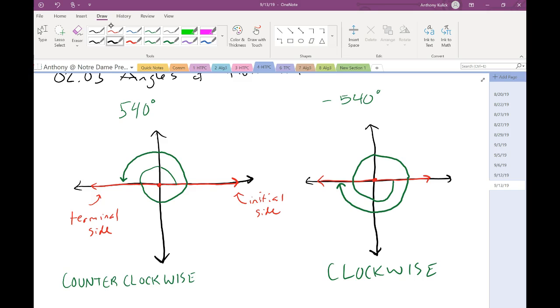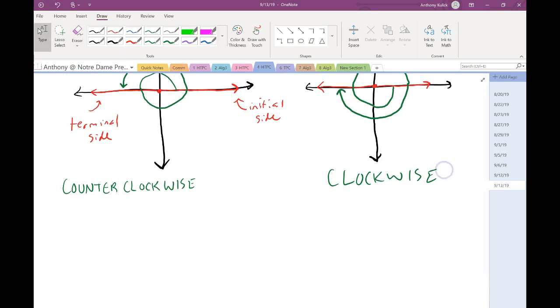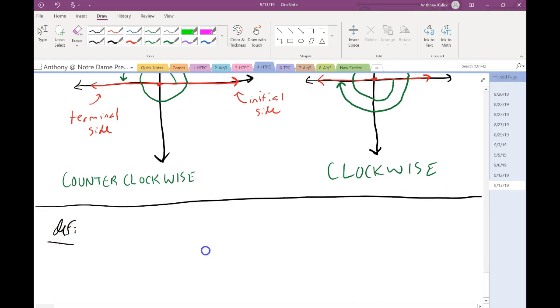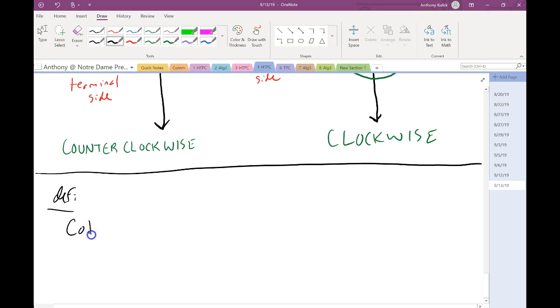If we look at these two drawings that we made, are they really different? If I look at the drawing itself, no, the initial side and the terminal side are in the exact same locations, are they not? They are, right? The initial side is on the positive x-axis and the terminal side lies on the negative x-axis in both situations. So this is a very special situation when this happens. We have a definition for this. We call this situation coterminal angles.